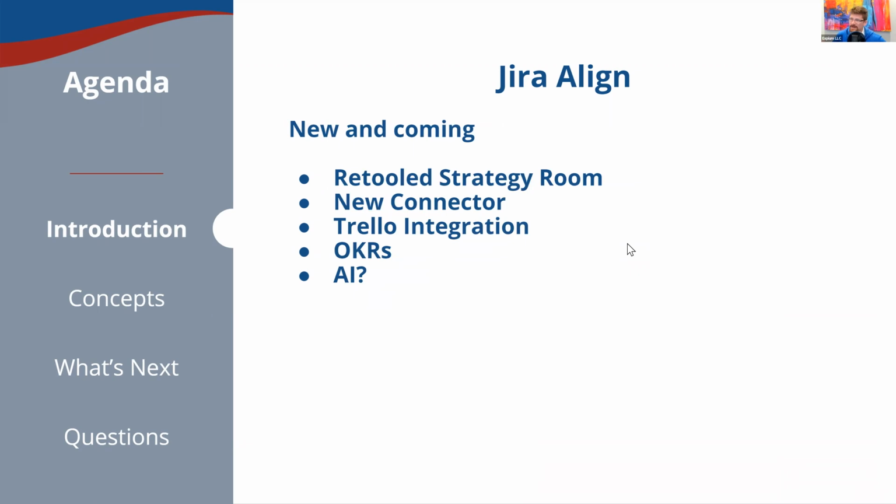Some things that are coming. The strategy room just got retooled recently. So that is a nice new way to view top-down strategy. There's a new connector to Jira that's working much better than the old one. They have added Trello integration to the tool. They've added OKRs, and there's also talk about adding AI. My guess is the AI is going to appear more as far as user functionality goes, serving up information that you need as you see it.